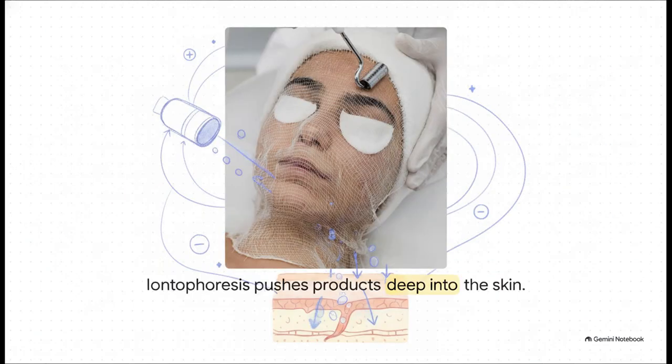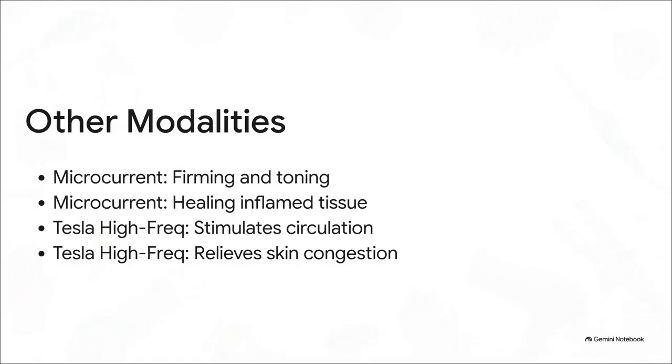When a practitioner uses a roller electrode over a client's masked face, this process is called iontophoresis. By using those positive or negative poles we just talked about, the practitioner can actually push water-soluble skincare products incredibly deep into the skin. I mean, way deeper than you ever could by just rubbing lotion on with your hands. Galvanic definitely isn't the only tool in the box, though. We also have microcurrent, which mimics the body's own natural electrical impulses to firm, tone, and heal inflamed tissue. Think of it as a deep tissue workout, but for your face.